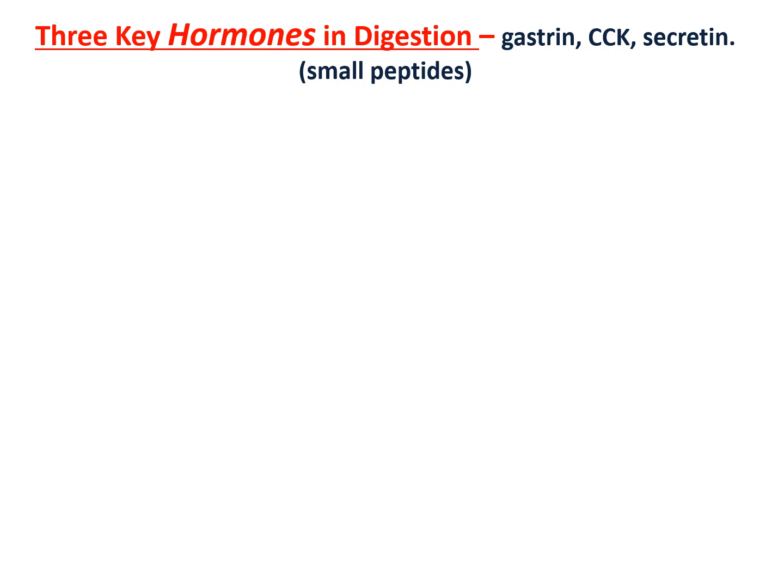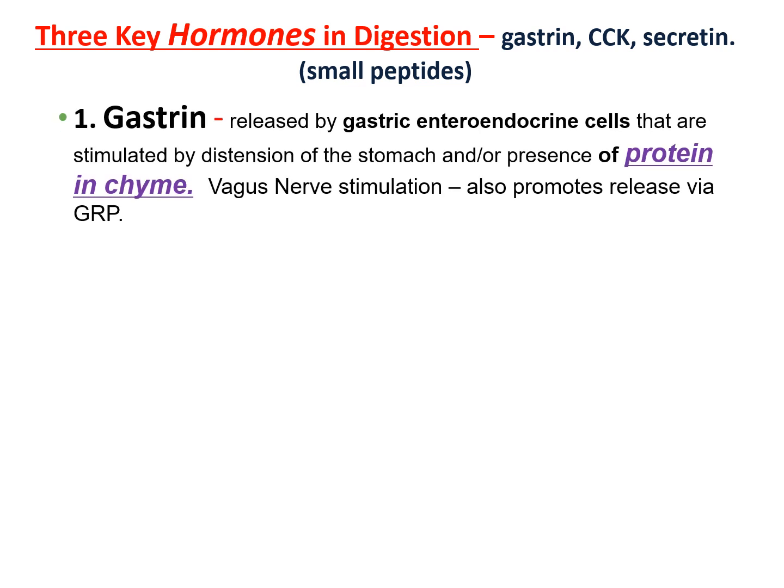As I mentioned previously, the digestive tract is an intensely endocrine system. Intensely. And so we have three key hormones we want to talk about. Now, we've talked about some other hormones, so make sure you keep these things straight. We've got gastrin, cholecystokinin, that's a mouthful, CCK, and secretin. So we're going to start with gastrin first.